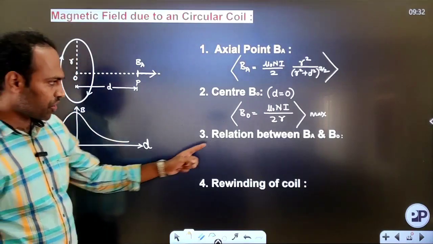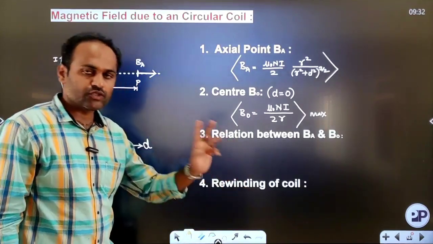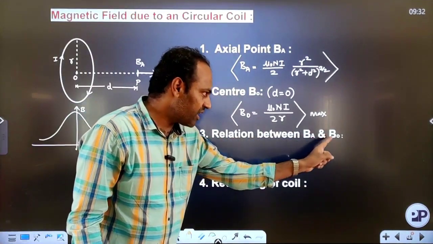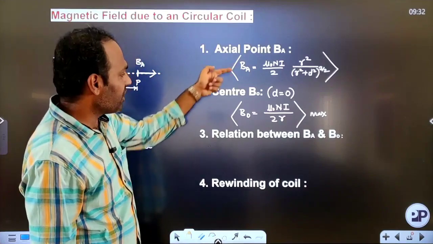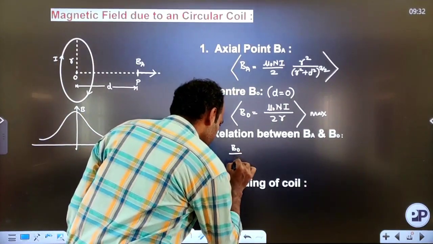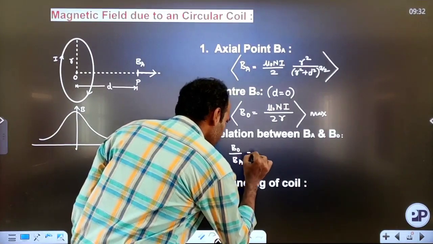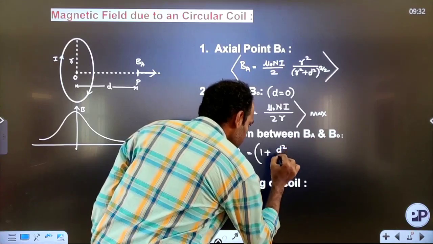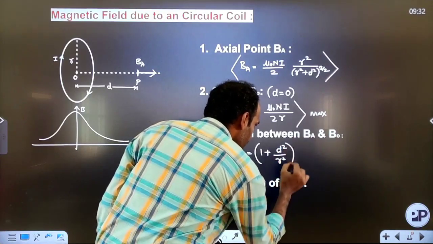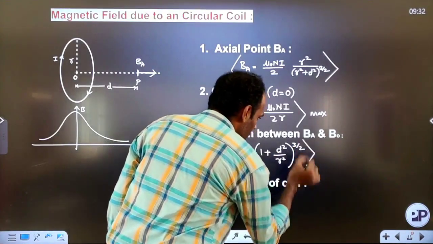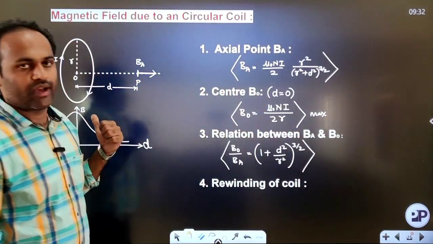Okay, now I will tell you shortcuts. This will be very helpful in solving the questions on circular coils. The relation between the axial magnetic field and the center magnetic field. Right? It is center magnetic field divided by axial magnetic field equal to (1 plus d square divided by r square) whole raised to 3 by 2. So this is one of the most useful shortcuts to solve the problems on circular coils.